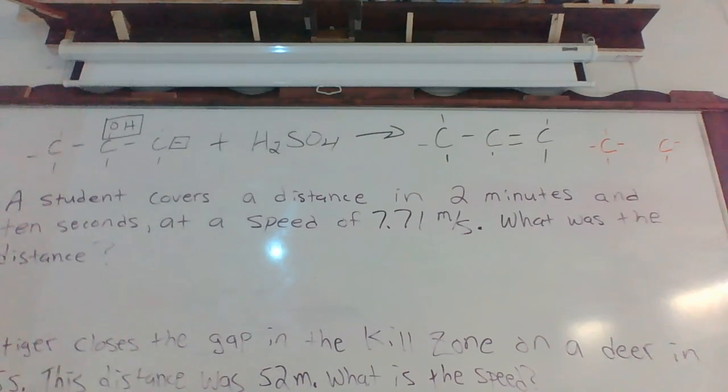What that kill zone means is that these types of predators, if they are not successful in their hunt in that kill zone within a certain amount of time, once that deer or gazelle gets past that kill zone, what's going to happen to the distance between the two animals?